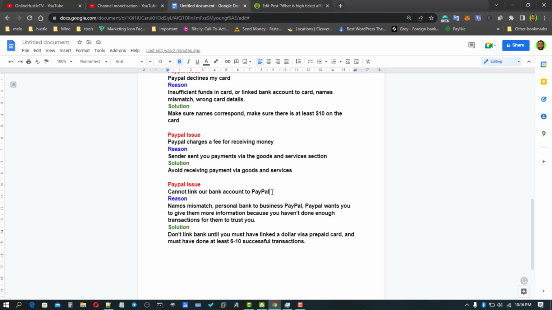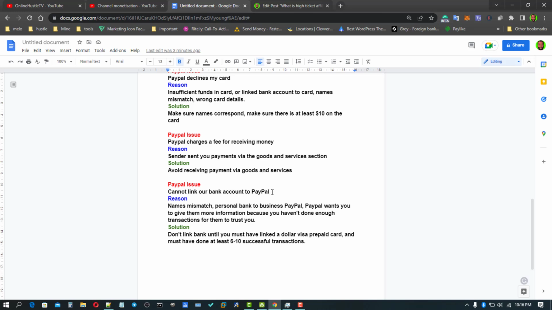So the solution to this is that you should not link your bank. Don't link your bank account until you must have linked your Visa prepaid card. That's your dollar Visa prepaid card. Now once you link your Visa card, your account will be verified and your limits will be lifted. That's the first good thing that will happen.